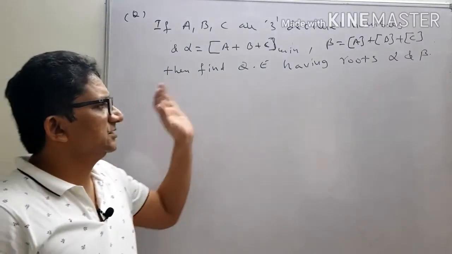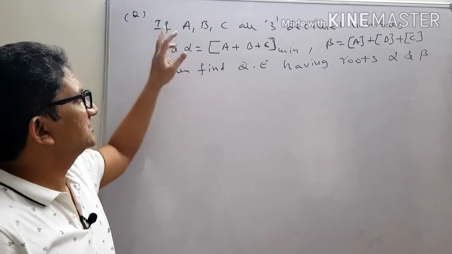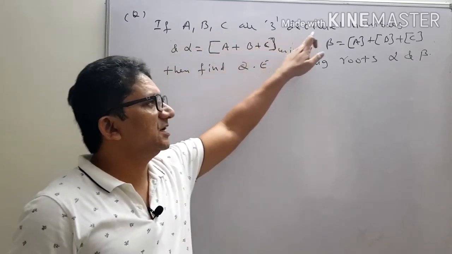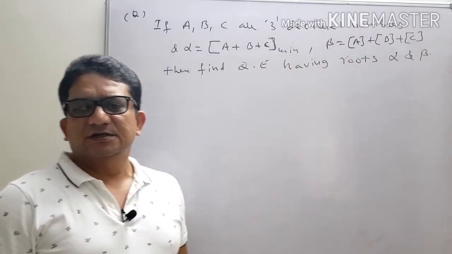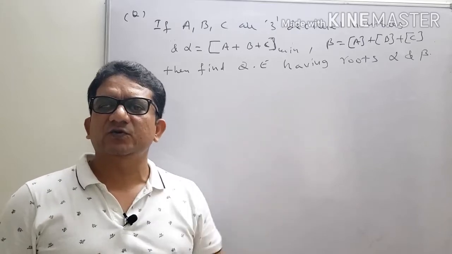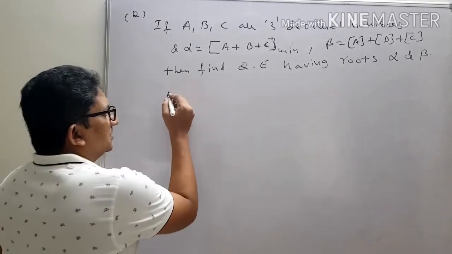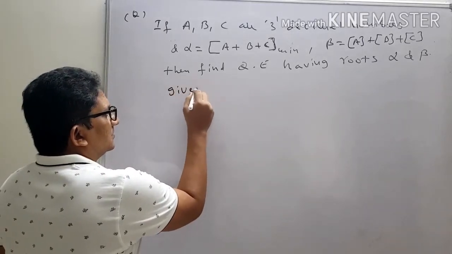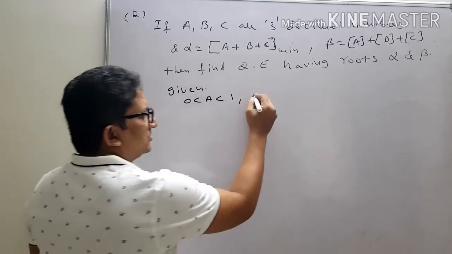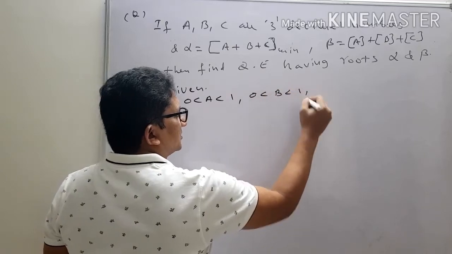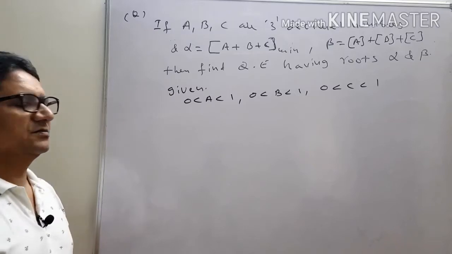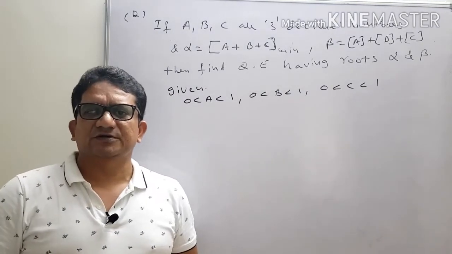Okay students, listen to this question carefully. First, what is given is that a, b, c are 3 decimal numbers. We know that decimal numbers always lie between 0 and 1. So that means, given, a lies between 0 and 1, b lies between 0 and 1, and c lies between 0 and 1.